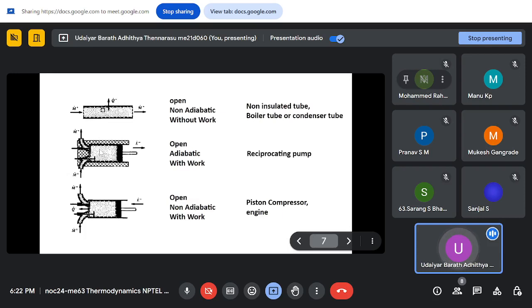Again, compared to the previous example, because of insulation, here it's without insulation, it's again an open system, but you are losing heat to the ambient. So these are just different types of open system, and I'm giving you examples.